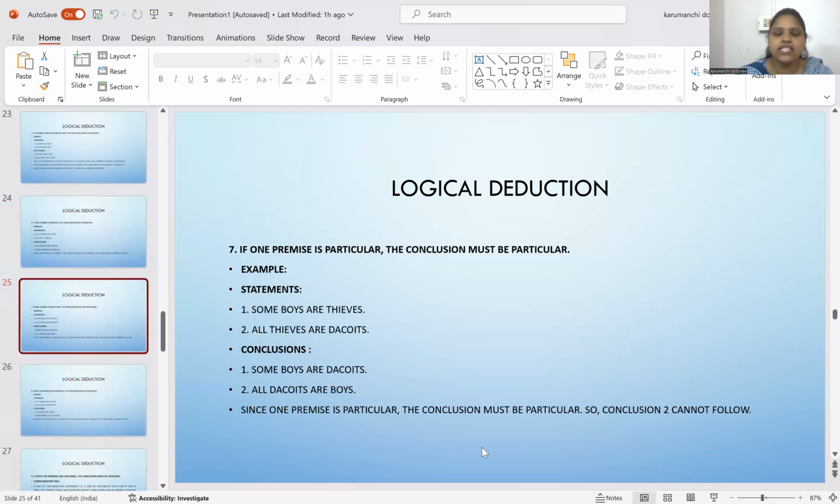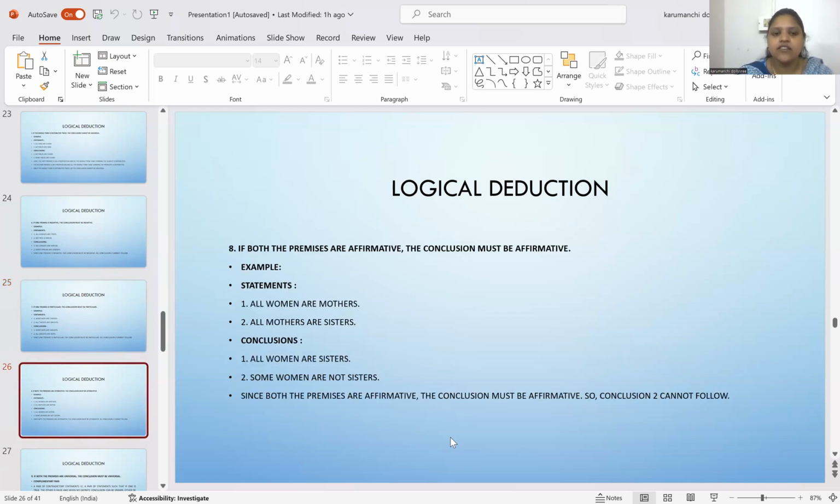The seventh rule is if one premise is particular, the conclusion must be particular. If we take these statements: some boys are thieves, all thieves are dacoits. In the conclusion, some boys are dacoits, some dacoits are boys. One premise is particular, so the conclusion must be particular. So it will be the answer. The other conclusion cannot come under this rule.